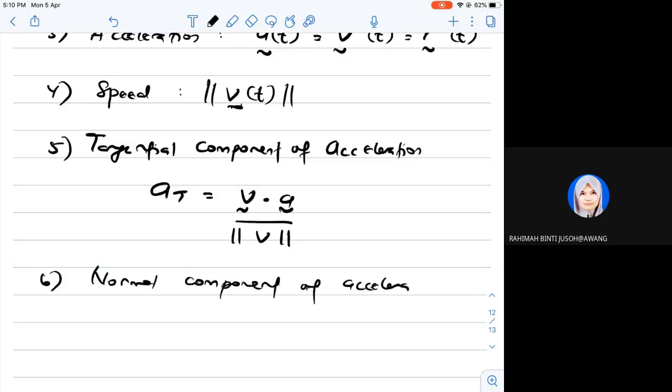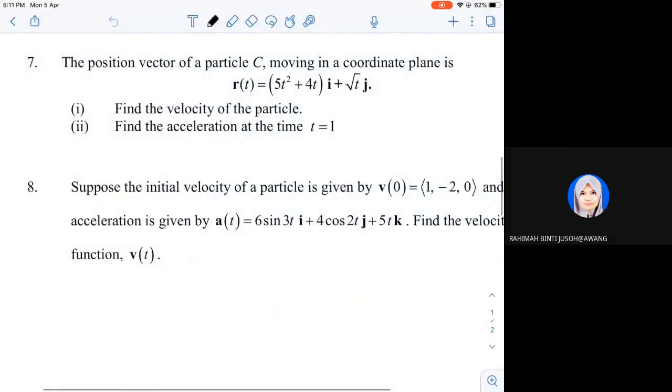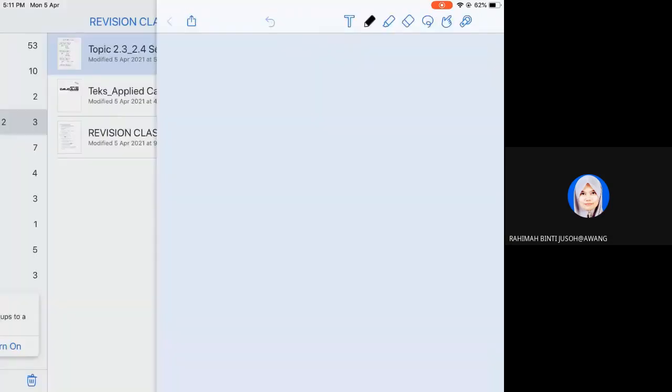Formula dia adalah AN. Kalau tangential dia dot product, tapi kalau N dia jadi cross product. Bahagikan dengan speed. Gitu. Okay. So that's the notes for A.